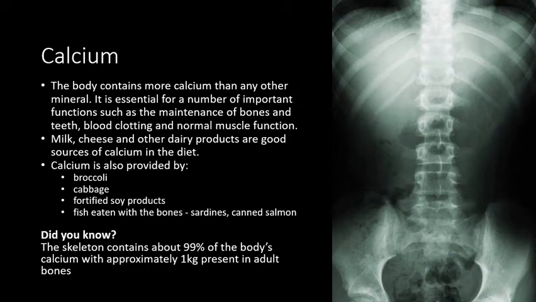The skeleton actually contains about 99% of the body's calcium, with about 1 kilogram present in adult bones. So that's pretty significant. And the calcium level in blood is carefully regulated by hormones, including vitamin D, to keep it within narrow limits. So calcium balance can be maintained at different levels of calcium intake, but it is really important that you're also getting enough vitamin D so you can maintain that balance of the amount that you need.